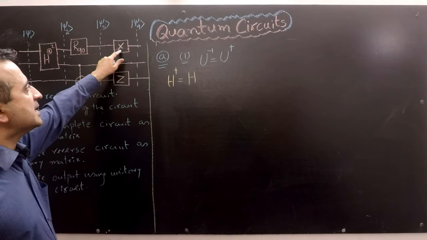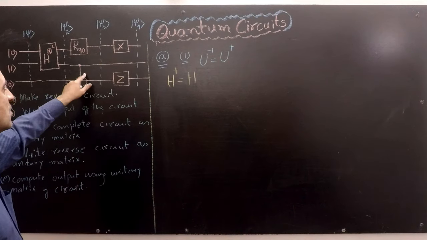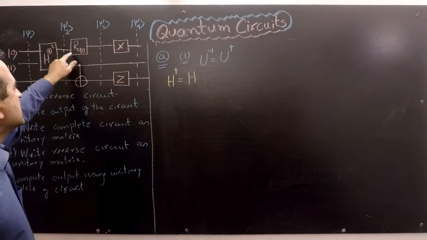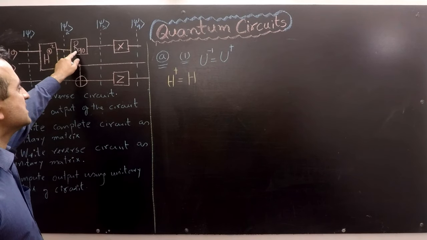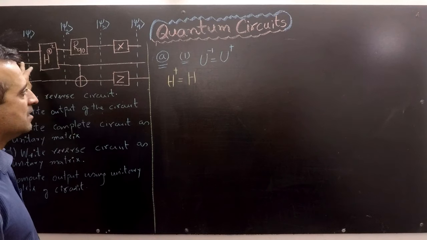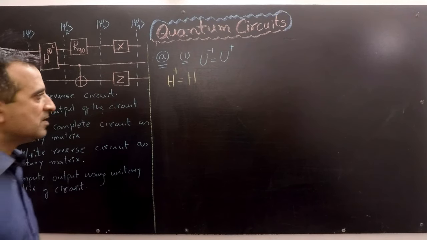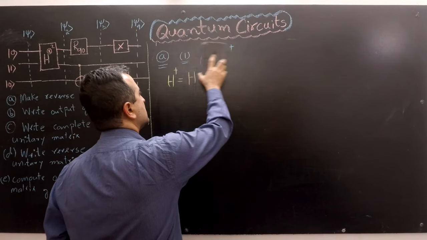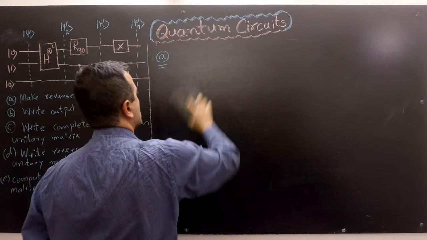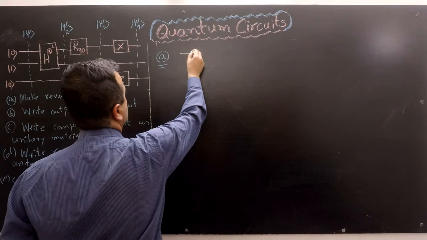Similarly, the Pauli X gate is a Hermitian gate, and the CNOT gate is a Hermitian gate. So the only gate which is not a Hermitian gate is this rotation gate. So we only have to take the conjugate transpose of the rotation gate because all other gates are Hermitian gates. Now in this part, we will make a reverse circuit and also take the conjugate transpose of each gate. So our reverse circuit will look like this.